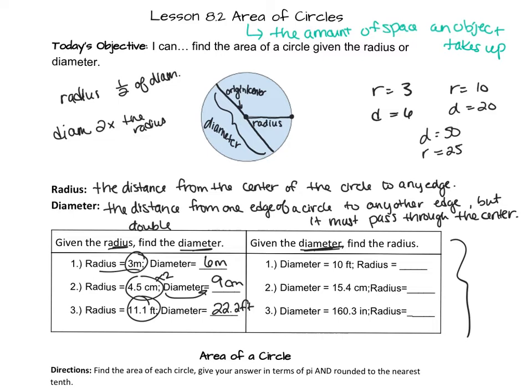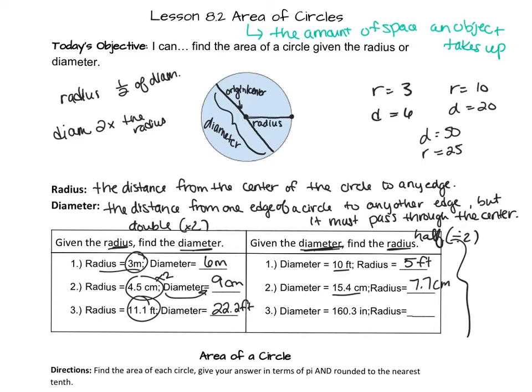Now, given the diameter, find the radius. This is the opposite, so this is half. So divide by 2. Double was times by 2. If I have the diameter of 10, my radius is going to be 5. If I have a diameter of 15.4, my radius is going to be 7.7 centimeters.